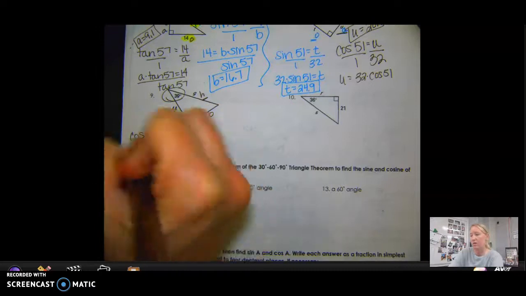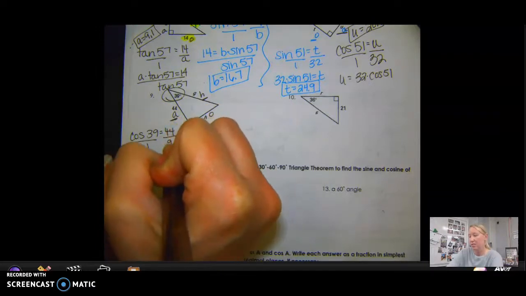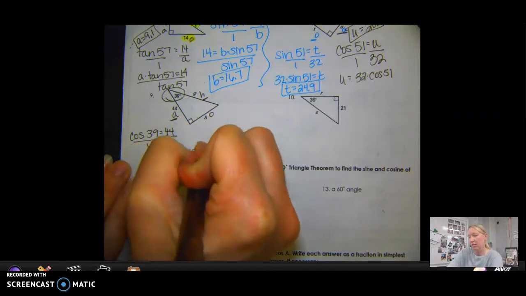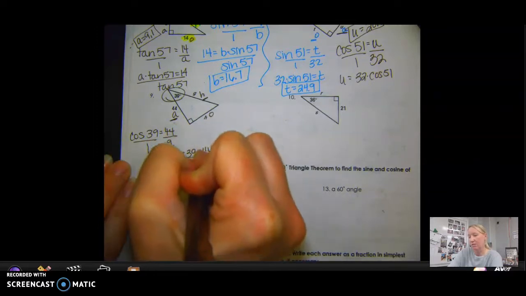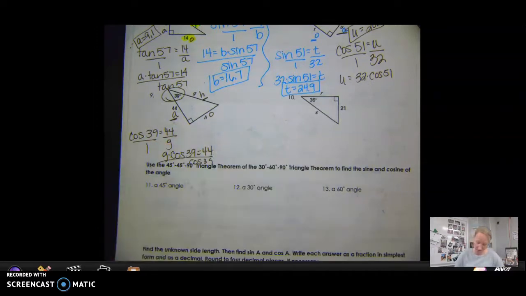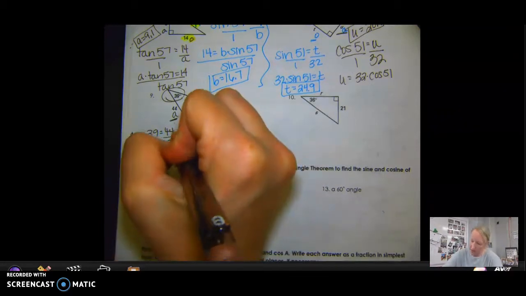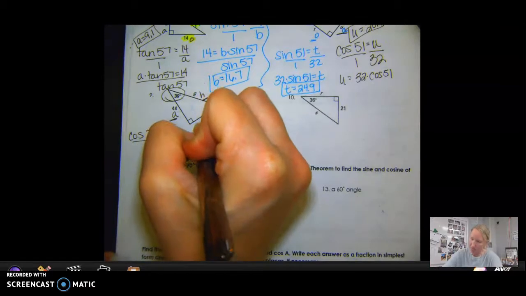Put this over 1, cross multiply. I get G times the cosine of 39 equals 44. I'm going to divide by the cosine of 39 on both sides. 44 divided by the cosine of 39, and I get G equals 56.6.